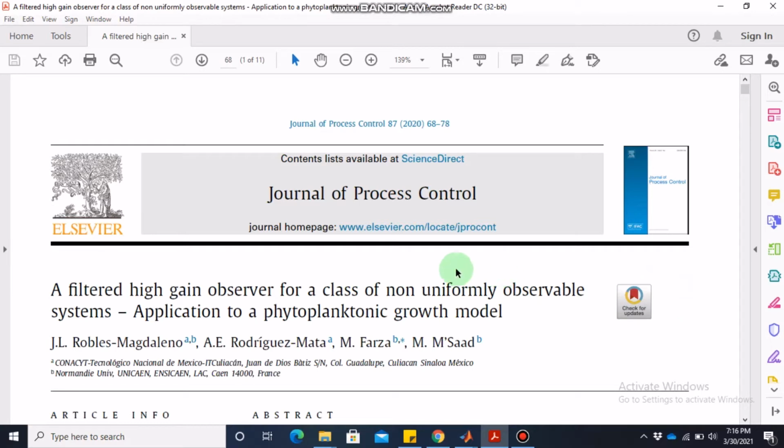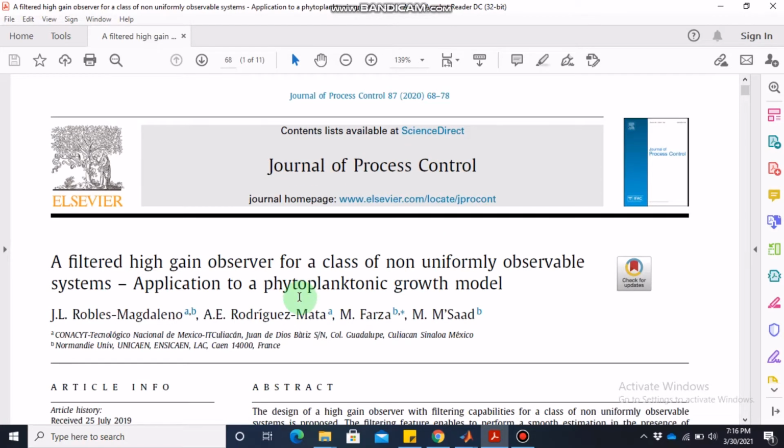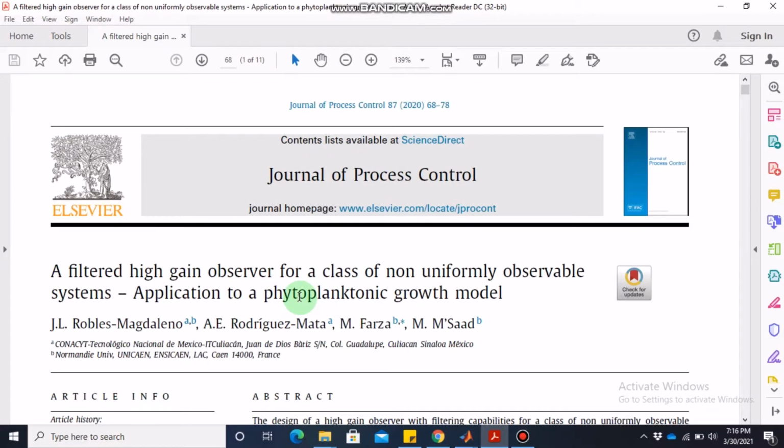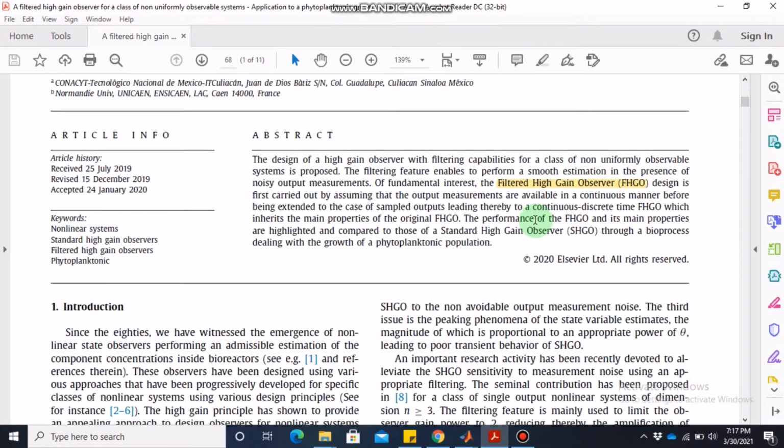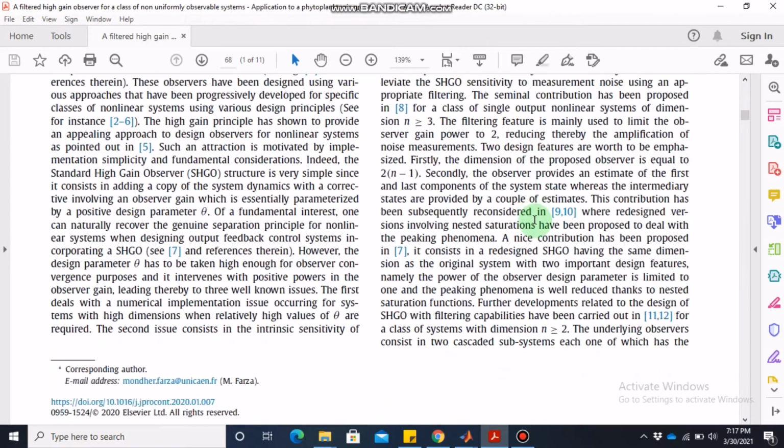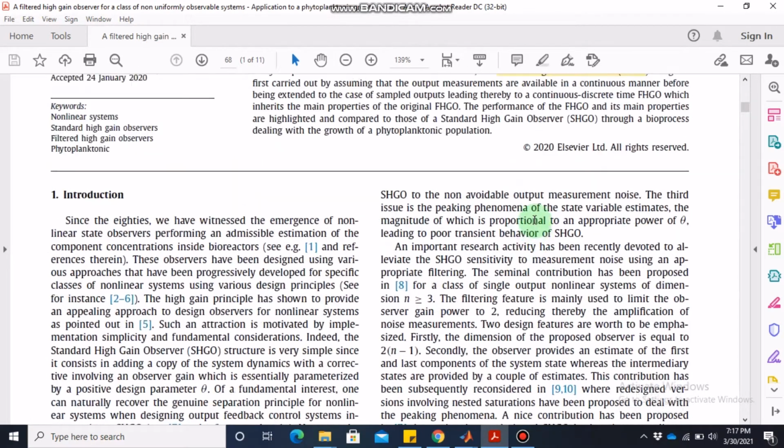Today we are going to discuss a filtered high gain observer for uniformly observable systems. This observer has been proposed in a paper published in the Journal of Process Control, and it's a fairly recent paper published in 2020. As usual, we are not going to go into the details of the paper.